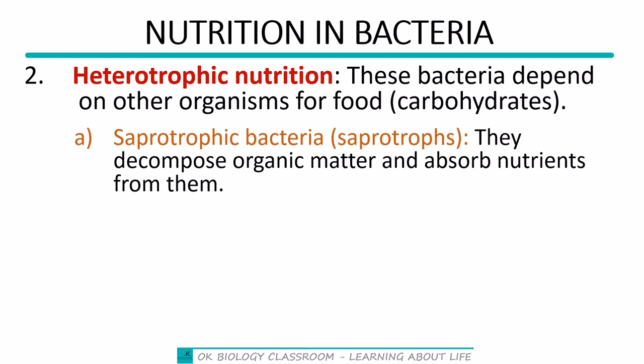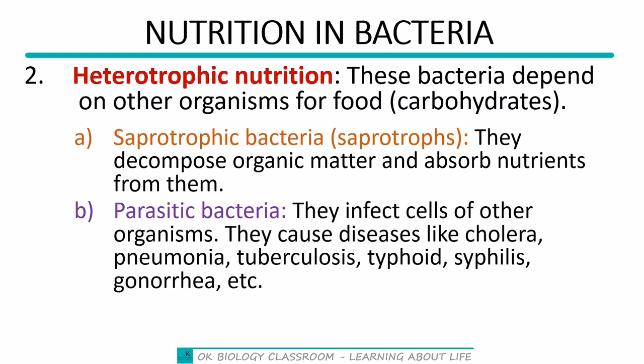Right. Okay. So we can also talk about parasitic bacteria. They are the ones that infect cells of other organisms. So these bacteria would enter cells of another organism and then feed directly from the cells of the organism. And they are the ones that of course cause diseases. So as some of the diseases have been listed here, cholera is caused by them, pneumonia, tuberculosis, typhoid, syphilis, and gonorrhea. To them they are feeding, but to you they are causing you harm. But that is association in biology. Yes, it's life.